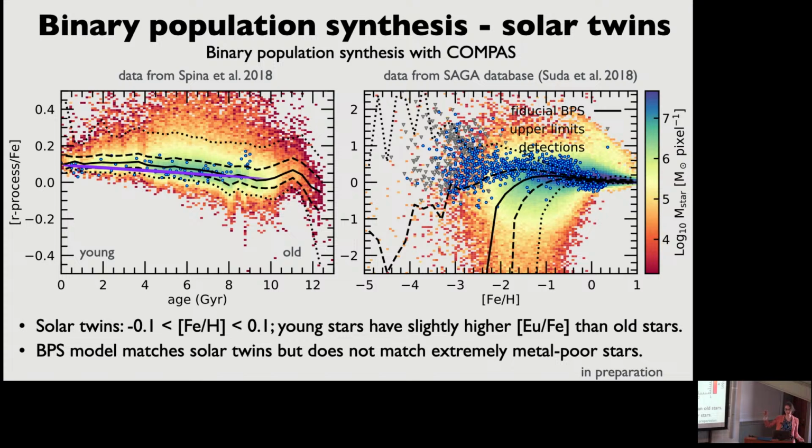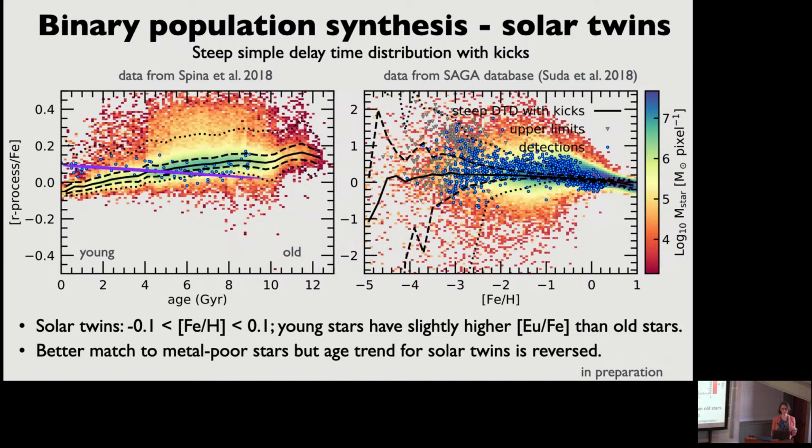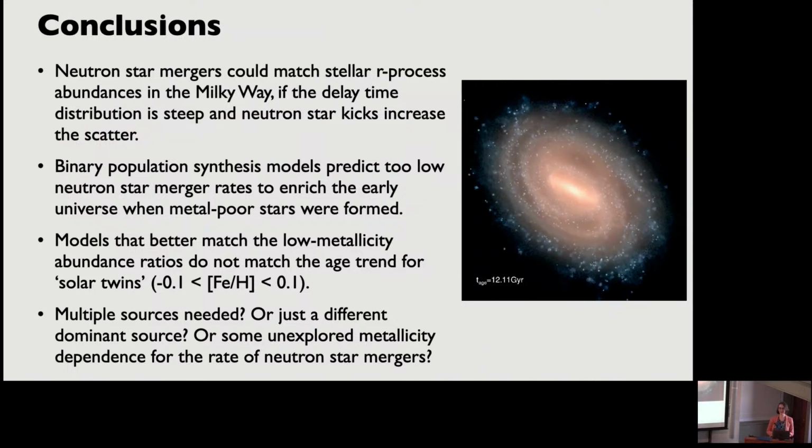So there's a slight negative trend towards old ages. If I now go back to that model that seemed to work fairly well with a very steep delay time distribution, so on the right is that basically reproduced, and then on the left you can see what the age relation looks like for solar metallicity stars, and now we actually have the opposite trend compared to the observed solar twins. So that's approximately all I have time for.